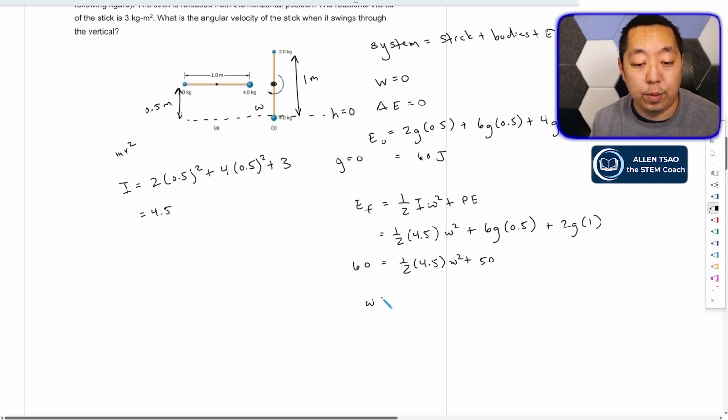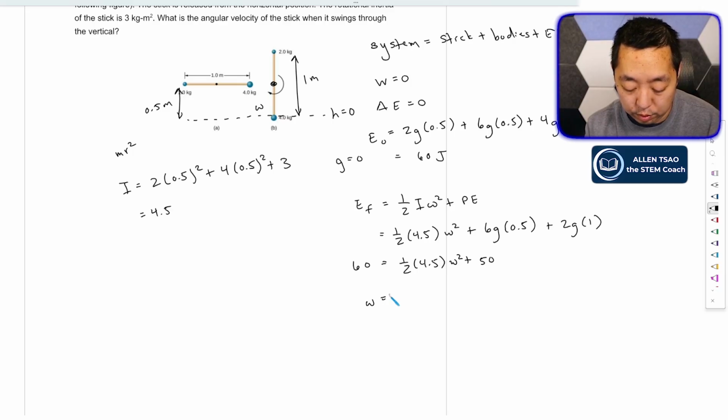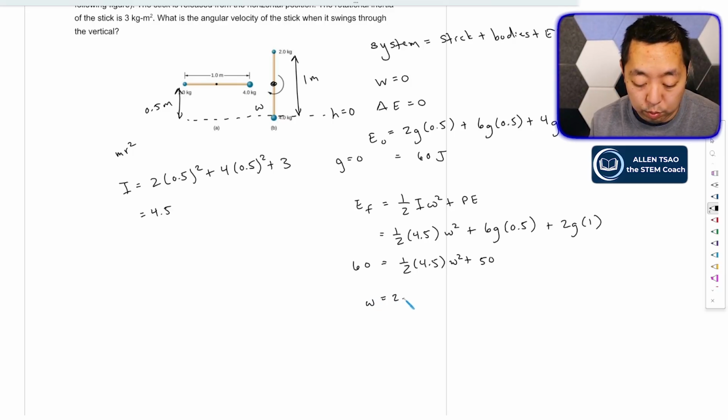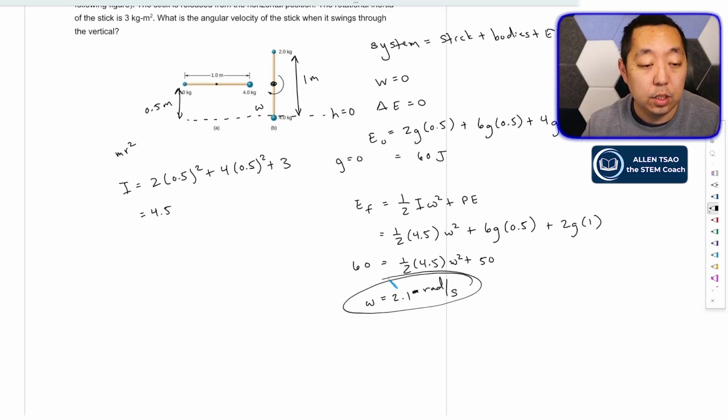So we just solve for omega at this point. So it's going to be 10 times 2 divided by 4.5, and the square root of that, and we get 2.1 radians per second. Just like that, okay?